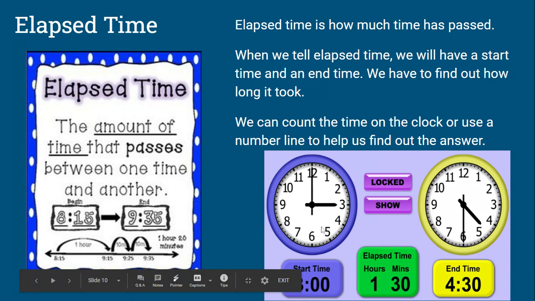If you wanted to count by 5s to find your time, the start time here is 3 o'clock. We have to get to 4:30. So we already know that from 3 o'clock to 4 o'clock is 1 hour. And then from 0 to 6 is 30 minutes because we can count by 5s to get to 30. So it's an hour and 30 minutes.